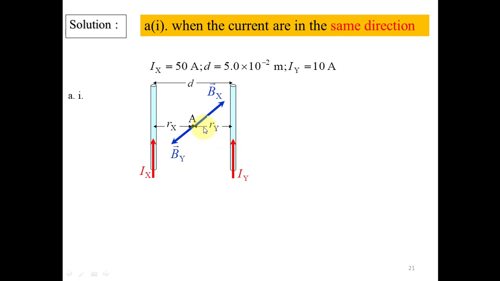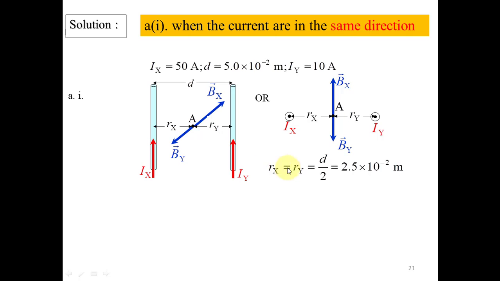Okay, so your magnetic field goes outward here. Or when we see from the top, this one is out of the page, a dot. So current out of the page, the magnetic field for X will be upward and the magnetic field for current Y will be downward.